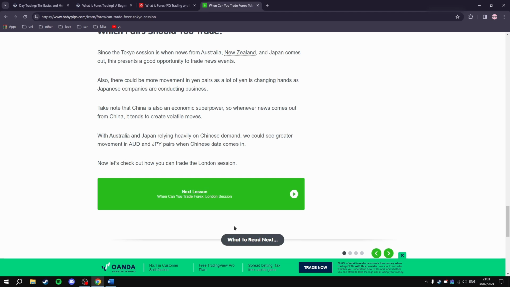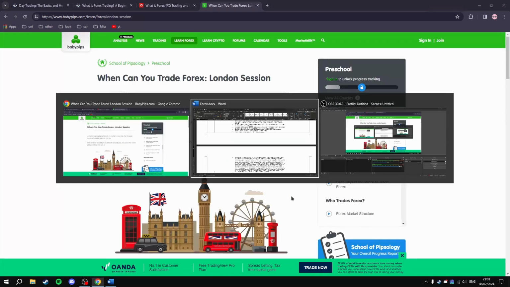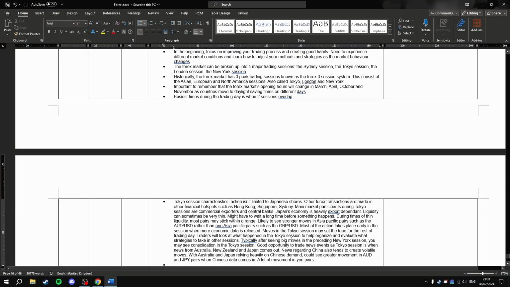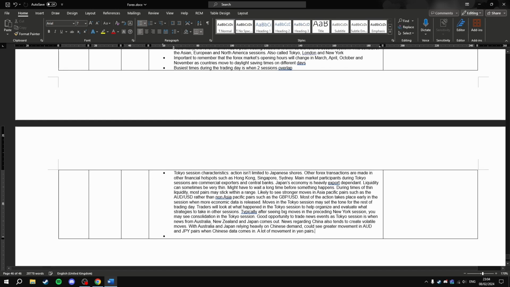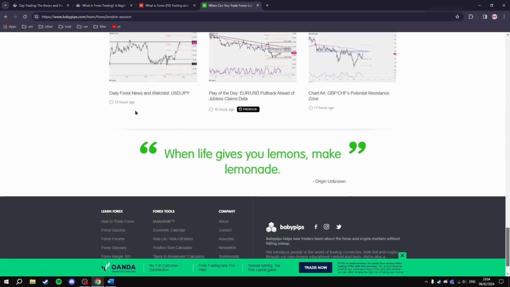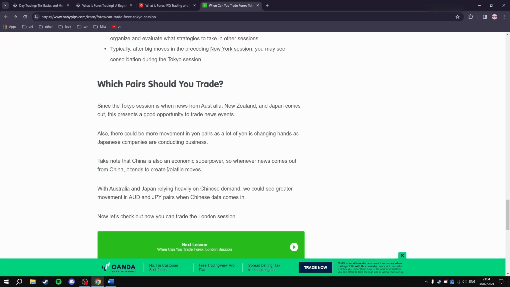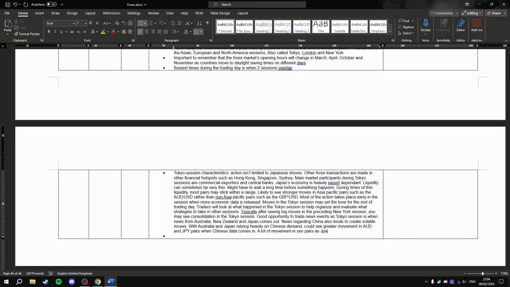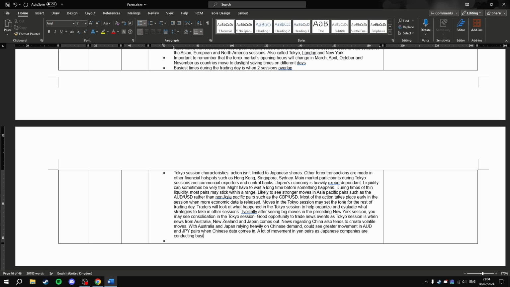Now let's check out how we can trade the London session. Okay, so a lot of movement in yen pairs, as Japanese companies are conducting business.